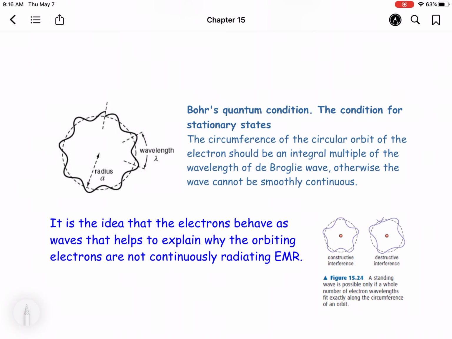Okay, so Bohr's quantum condition, the condition for stationary states, is that the circumference of the orbit has to be an integral, meaning an integer, right? A positive whole number. So it can be one wavelength or two wavelengths or three wavelengths, but it can't be 30.6 wavelengths. It has to be exactly a whole number, right? And so that's where we get this constructive interference.